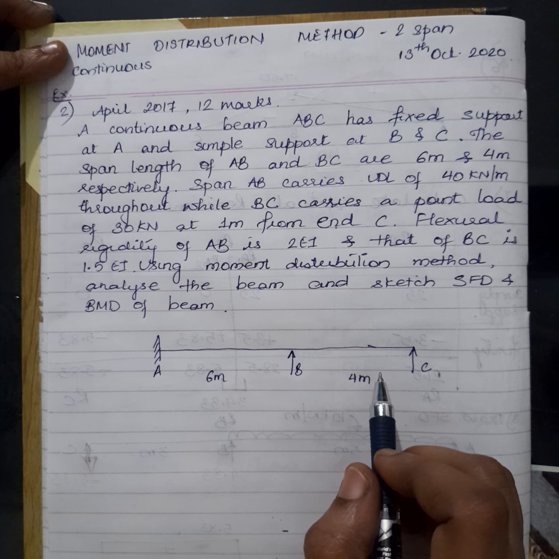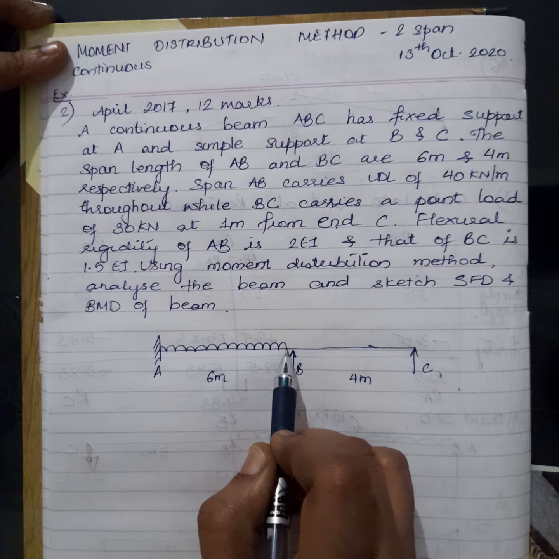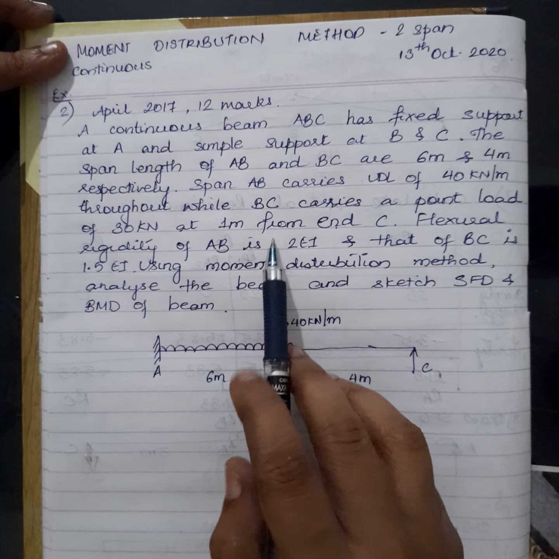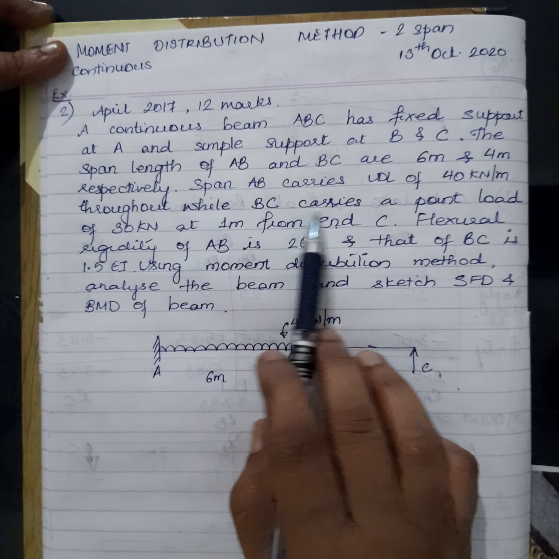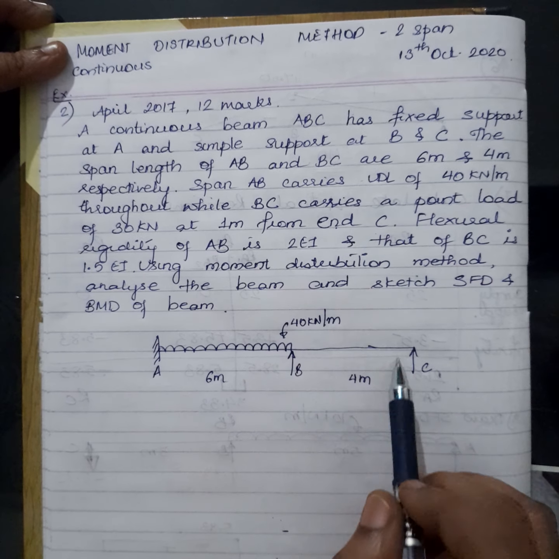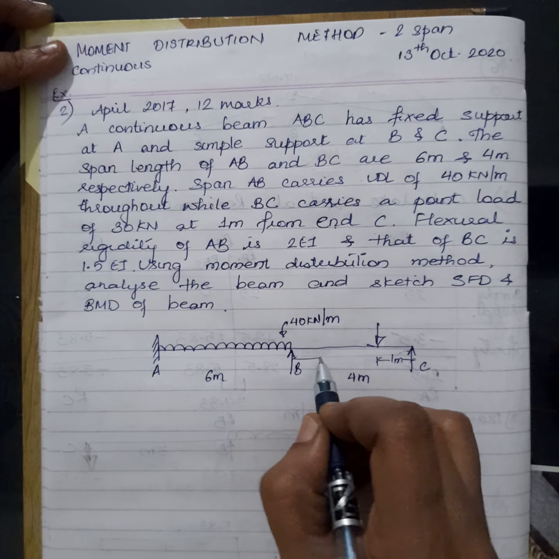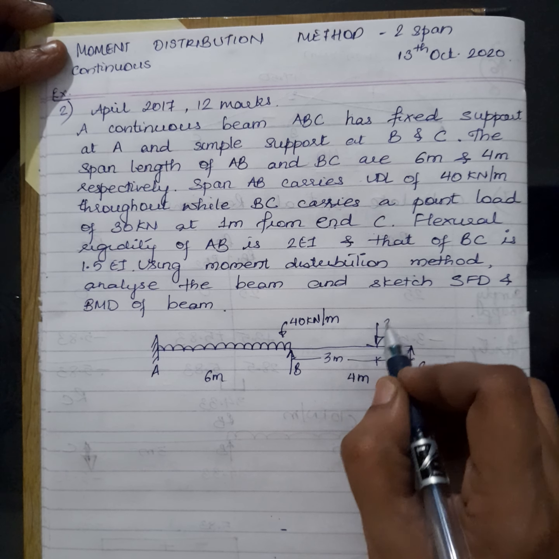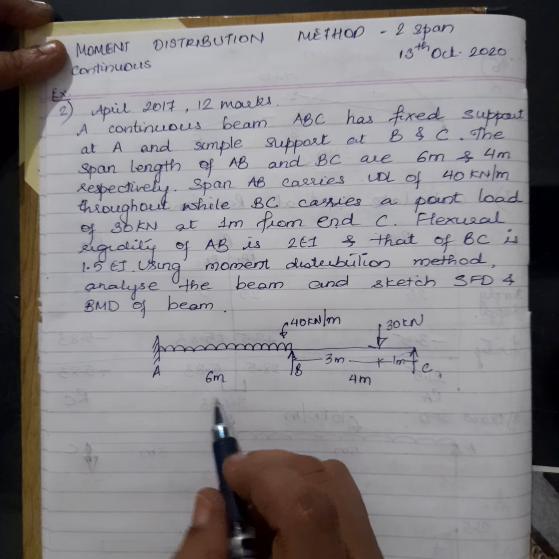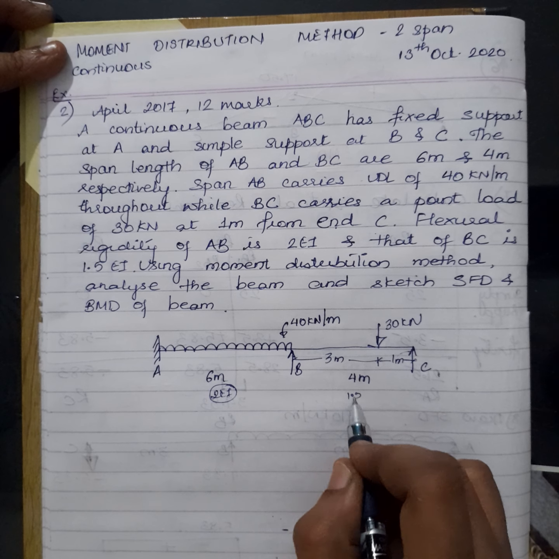Span AB carries a UDL of 40 kilonewton per meter. So I apply 40 kilonewton per meter throughout, while BC carries a point load of 30 kilonewton at 1 meter from end C. From end C at 1 meter, that means this is 3 meters, and that is the 30 kilonewton point load acting. Flexural rigidity of AB is 2 EI and that of BC is 1.5 EI.